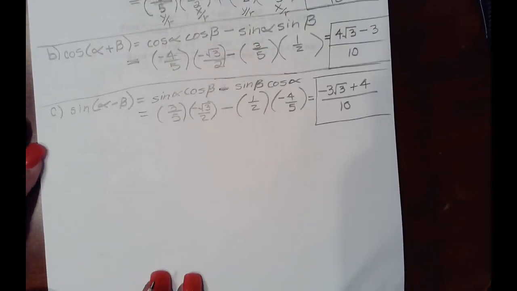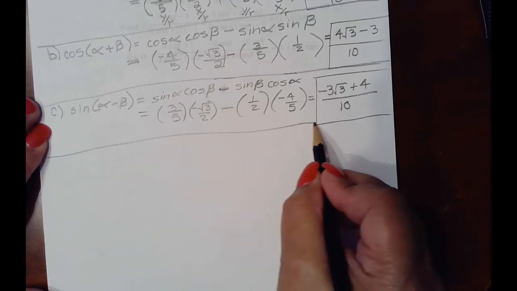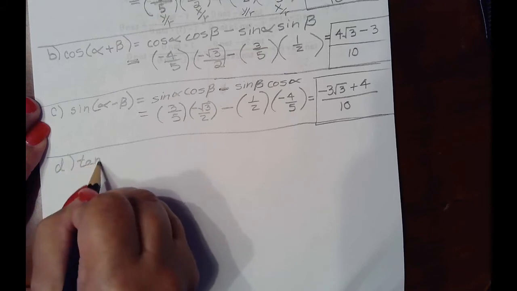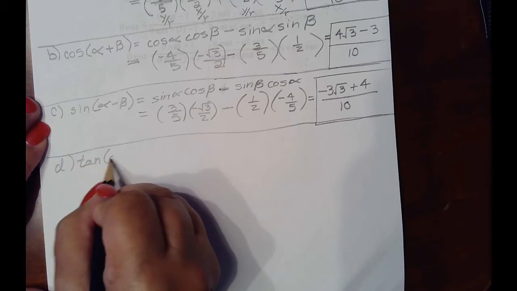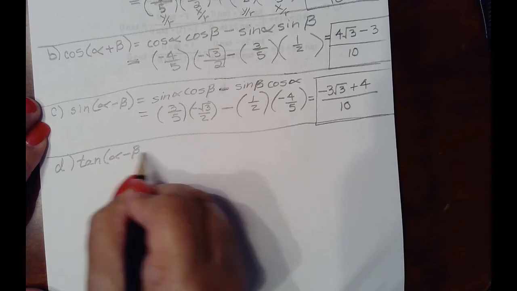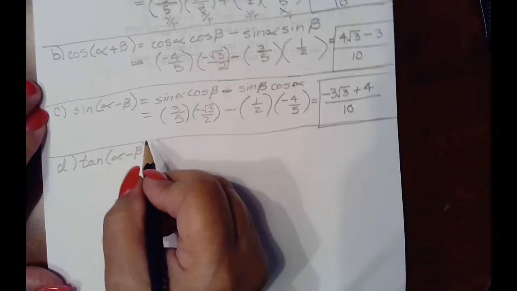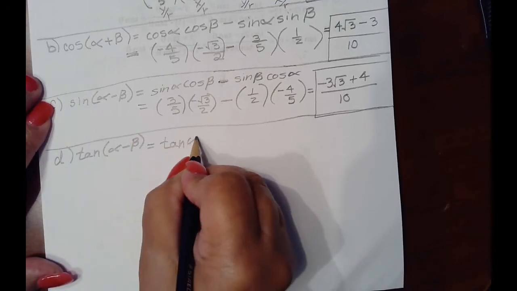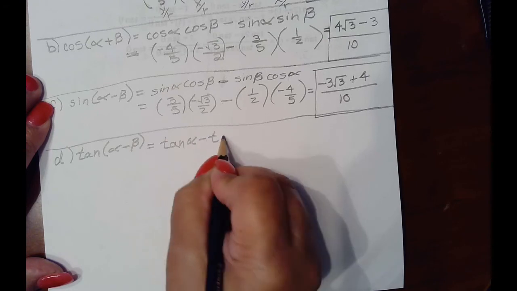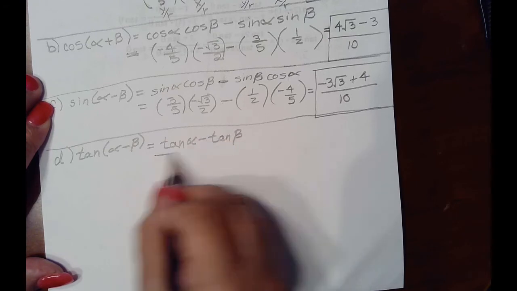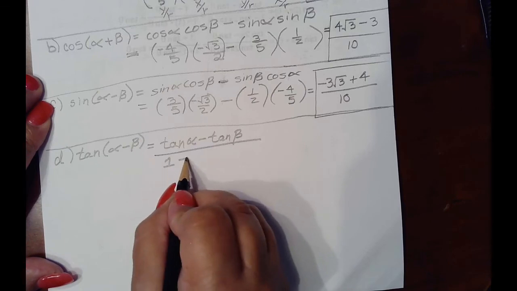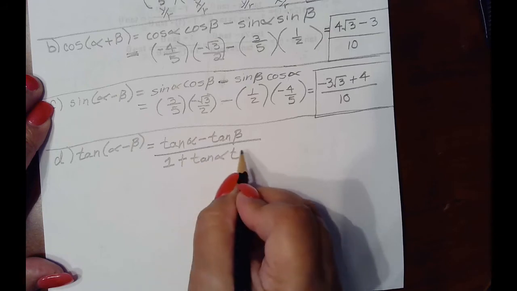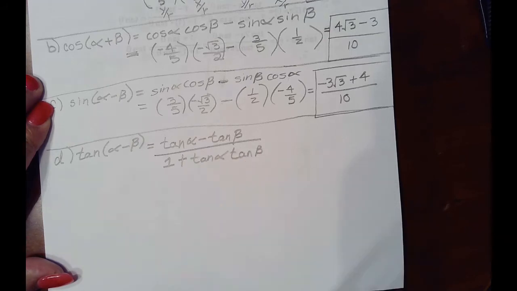Okay, so that's the answer for part C. And then part D, now I'm doing tan of, and you're asked to do tan of alpha minus beta. So this would be tan of alpha minus tan of beta. And then it would be 1 plus, switch that sign, and do tan of alpha, tan of beta.